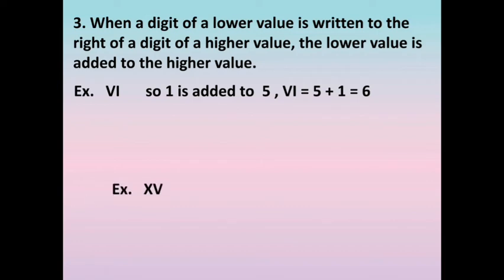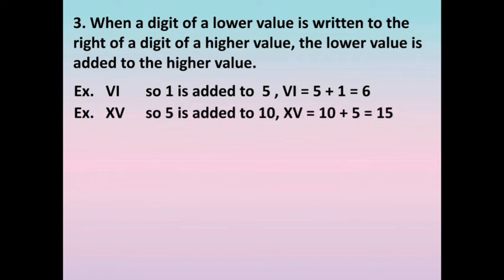Okay, now second example, X means 10, V means 5. So 5 is written beside 10, to the right side, so we have to add it. So 5 is added to 10. X and V, that is 10 plus 5 is 15. So XV is equal to 15. When XV is written, you have to think that it is the number 15.